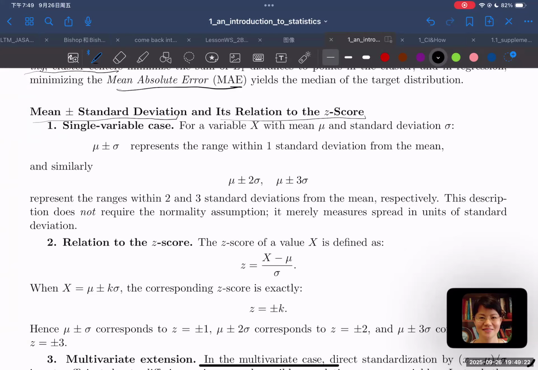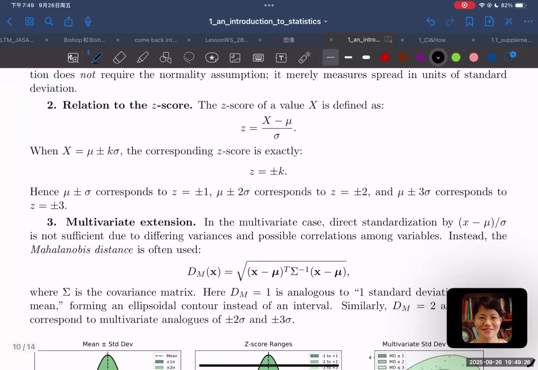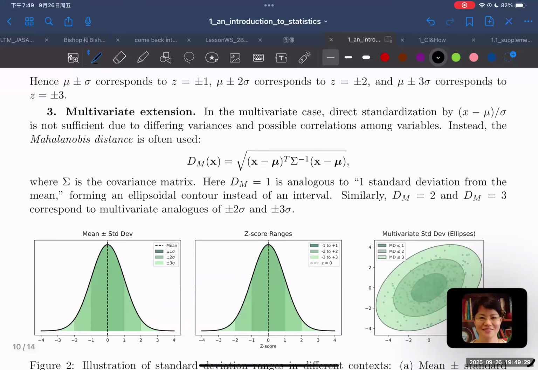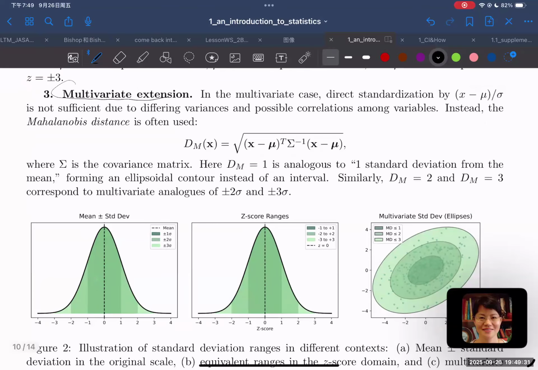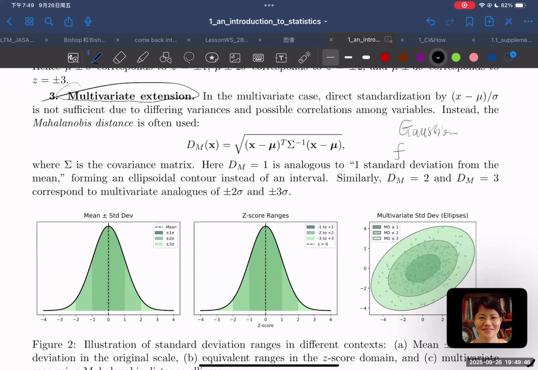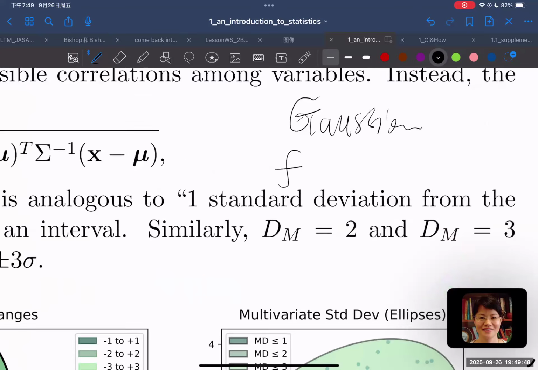So here we have the single variable case, or the relation to the Z-score. Yeah, this is the one that we have. Next one, I want to introduce the multivariate extension. This one is very useful, particularly, in the first lecture, I mentioned the Gaussian distribution. For a Gaussian distribution, we say, yeah, here I use an x, right?